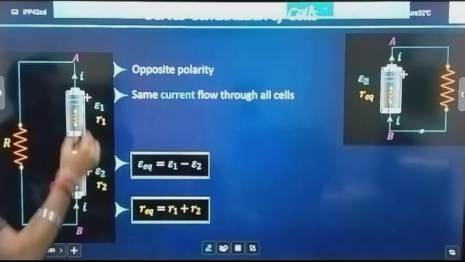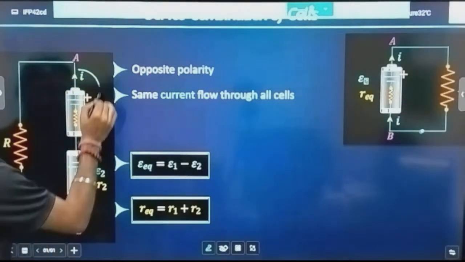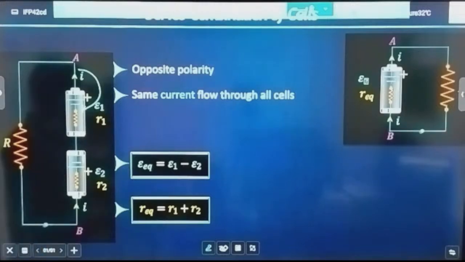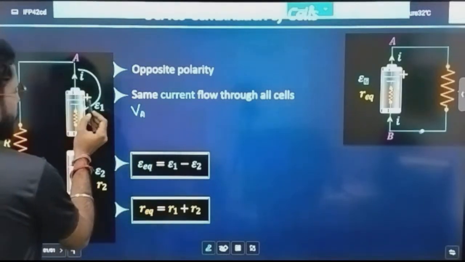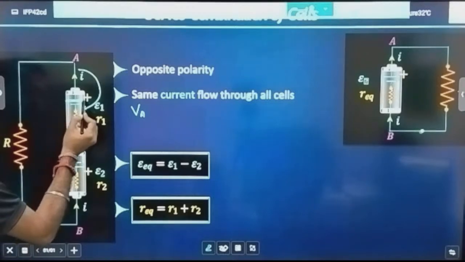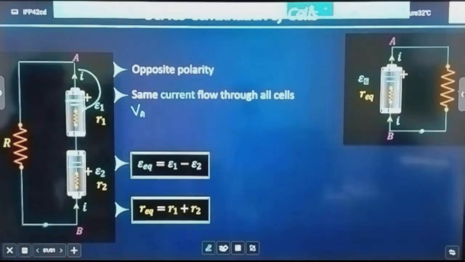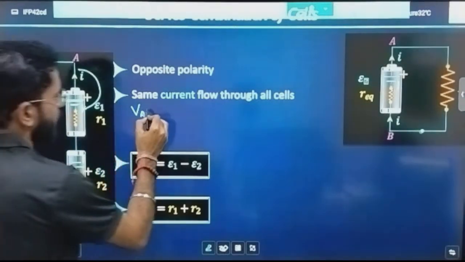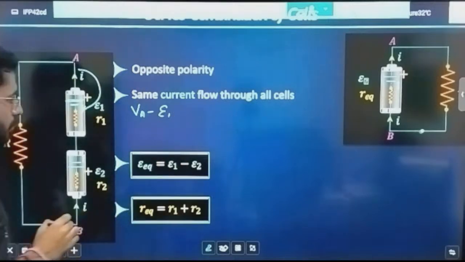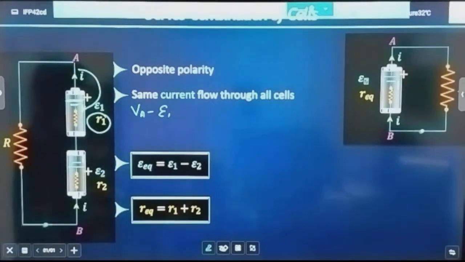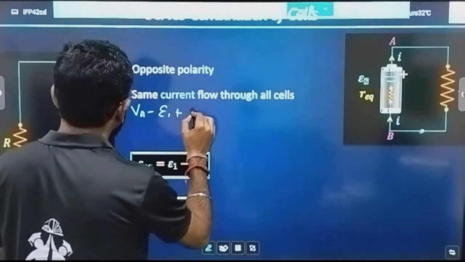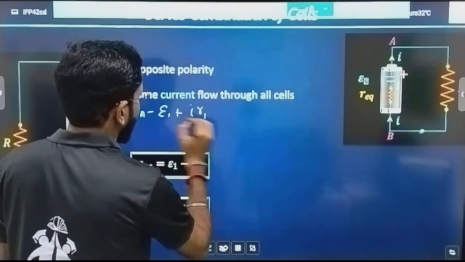Now start writing. From point A to B, what is the first thing that you are crossing? You will write the potential difference. You have started from point A, moving from higher potential to lower potential, so you will write minus of E1. Then the next thing is R1, the resistor. You are going in the opposite direction, that means you will write plus of I into R1.